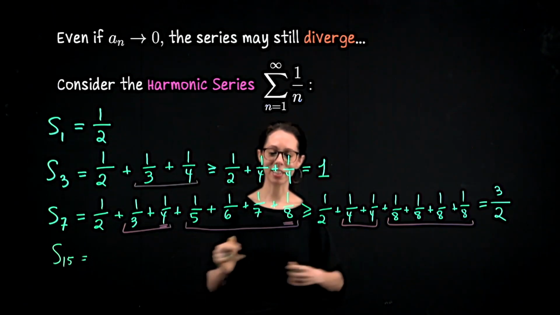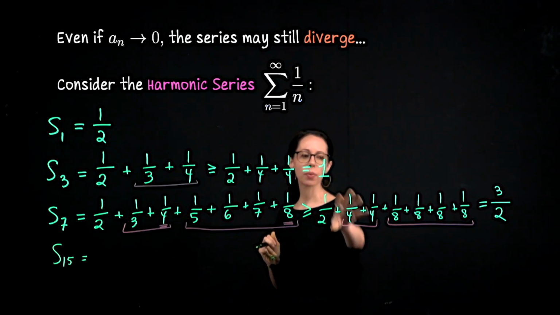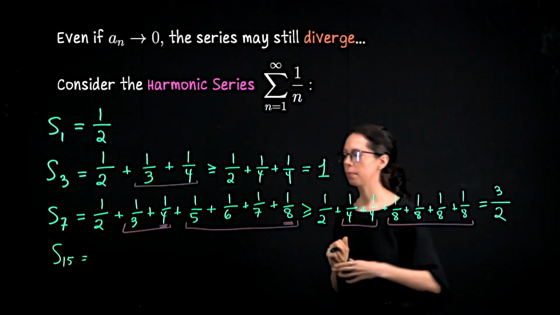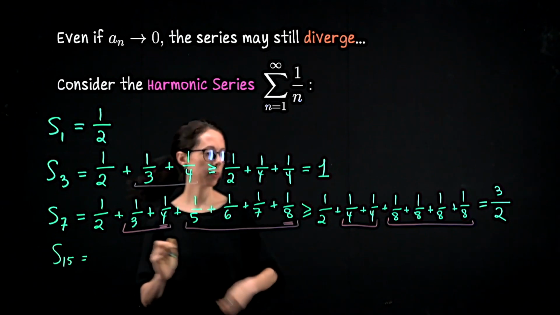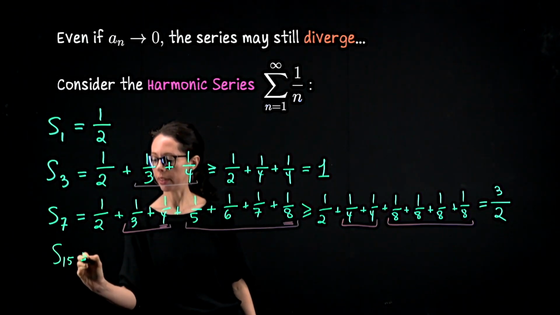I'm not going to write out 15 terms. I definitely don't have room for that. But let me write out what we would group together over here. We would have all of this. So we would have, and let me go ahead and do the greater than or equal to.